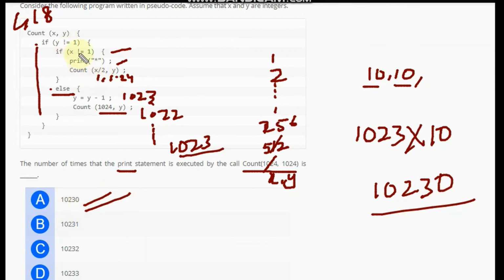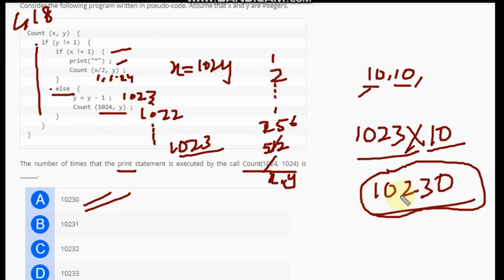Every time I'm calling this function, x is divided by 2, and again this function is called. So if x is equal to 1024, then it will be executed 10 times, and when this condition is false, it will come into the else condition, and again this x value will be initialized to 1024 and the y value will be decreased. Okay, so for every value of y, this printf will be executed 10 times. That's why 1023 because of y, and because of x, this will be executed 10 times. Okay, and totally it will be executed 10230 times. Okay, so a will be the answer of it.